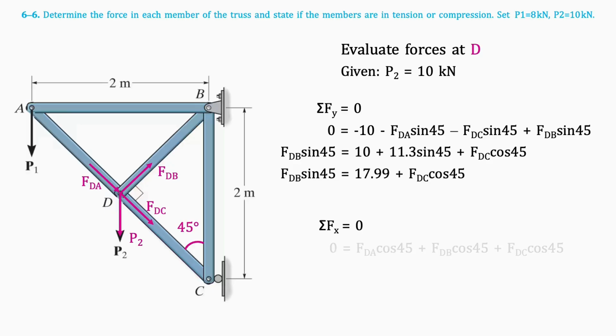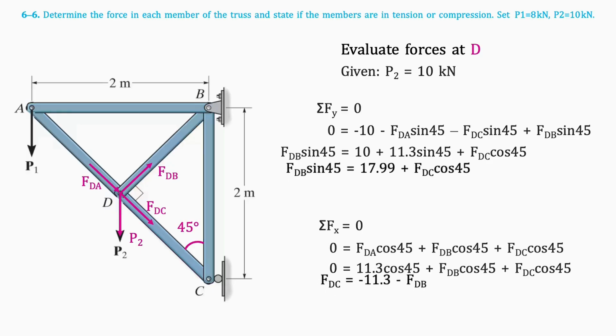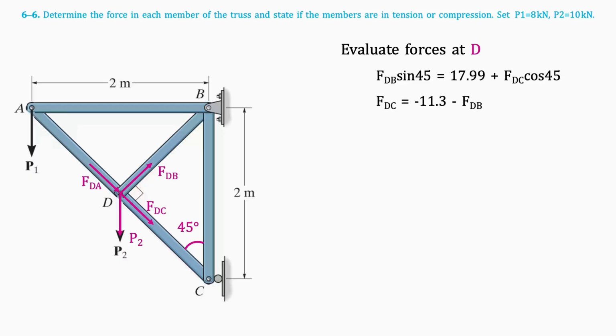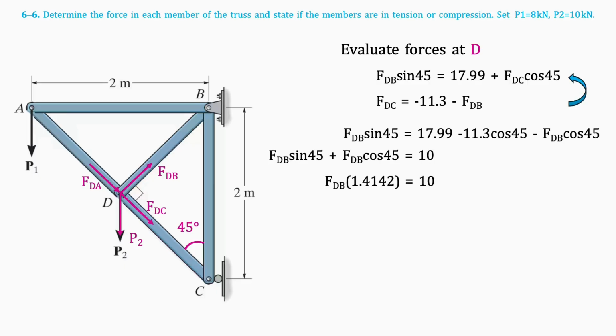Isolating this equation for FDC results in the following. Using these 2 equations, we can use substitution to solve for FDB and FDC. We will replace FDC in the first equation with the second equation. The resulting equation is as follows, which can be isolated for FDB. The result is positive, 7.07 kilonewtons, so it is a tension force.